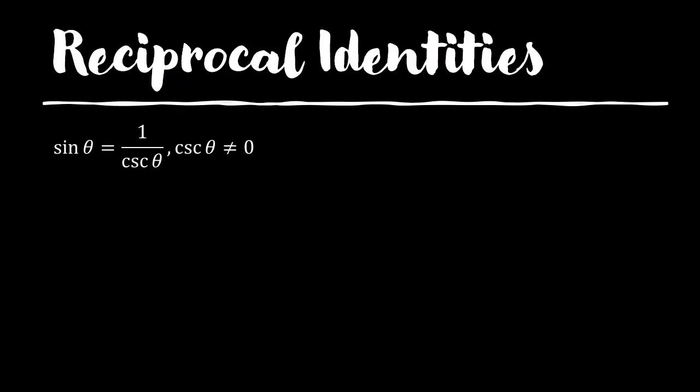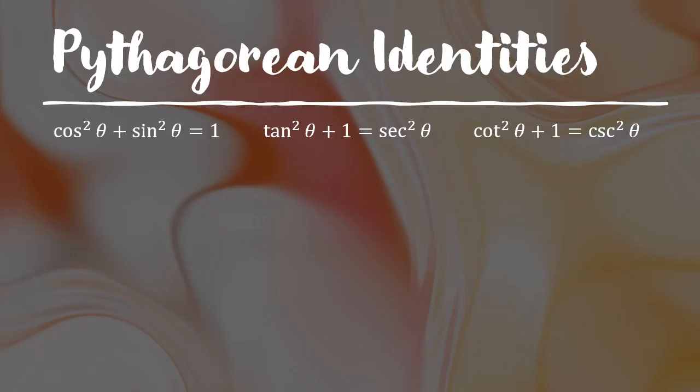There we are. Reciprocal identities. Oh, let's see. I'm just going to skip over that. There we go. So our Pythagorean identities, here we go. These are the 3 of them. Notice no restrictions in this case. Cosine squared of theta plus sine squared of theta is equal to 1. That's our first Pythagorean identity. No restriction. Works for all values of theta.